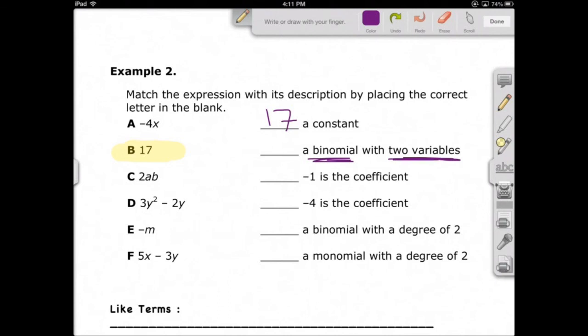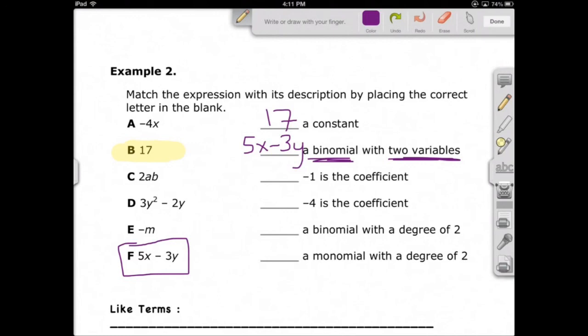A binomial with 2 variables. Okay, so I go hunting below. Let's find something that is a binomial with 2 variables. This down here has 2 very different variables. So we'll say 5x minus 3y. Okay, that works.